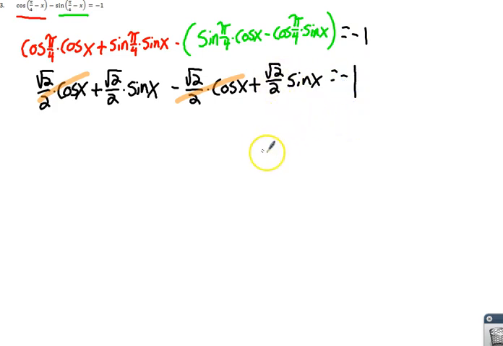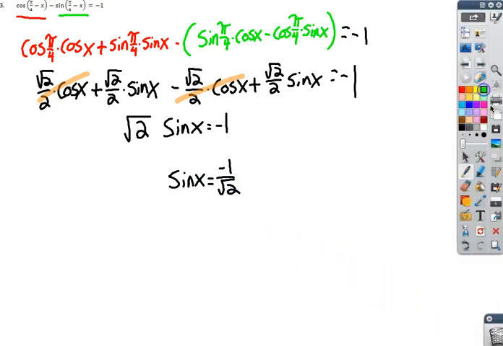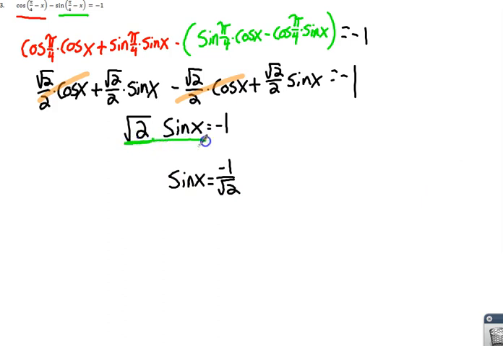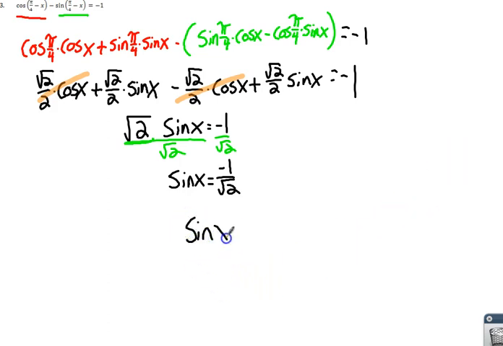Now I have root 2 over 2 plus root 2 over 2. That means there are 2 root 2 over 2's, or just root 2. You have half of a root 2 and another half of a root 2. You get a whole root 2. Sine of x equals negative 1. I'm going to divide both sides by that square root of 2, which leaves me this. Hey, this isn't on my unit circle at all, but don't you worry about that, because we're going to rationalize that. Oh, happy days are here again, leaving me with sine of x equals negative root 2 over 2.